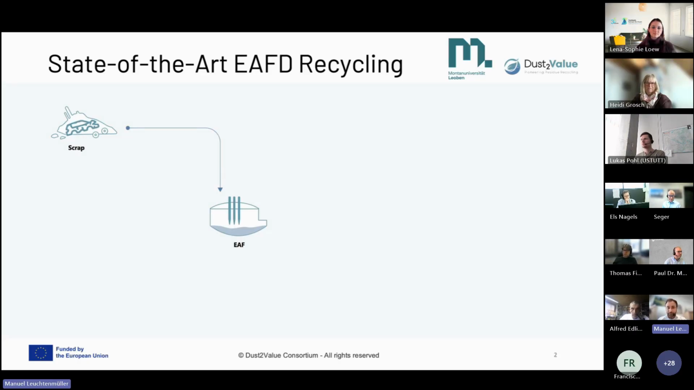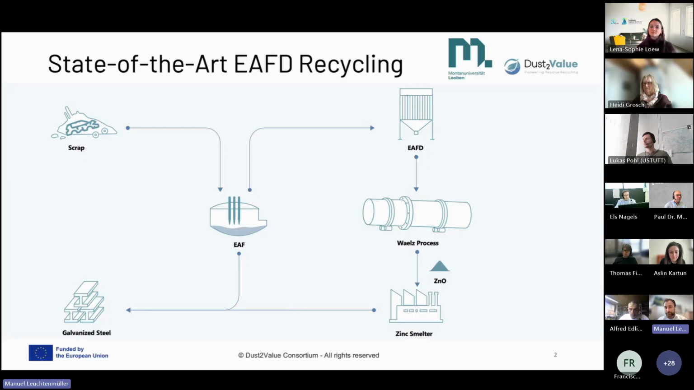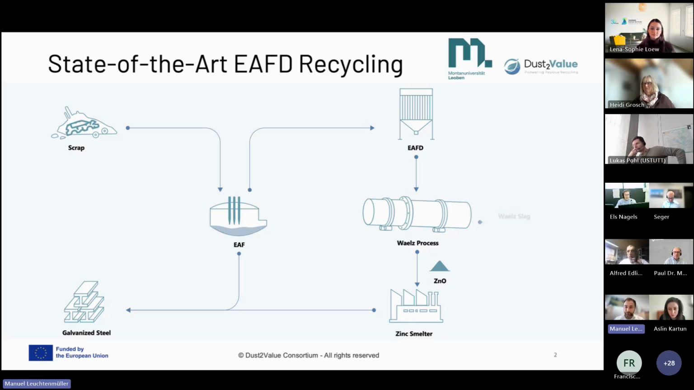So we have scrap, the steel industry. We have electric arc furnaces. They produce again steel, galvanized steel, and in this electric arc furnace, a residue or secondary raw material is produced. It's called electric arc furnace dust, and it contains up to around 40% zinc. And this dust is currently treated mainly in the Wels process, where a secondary zinc concentrate is produced that goes to zinc smelters, so where again zinc is produced.